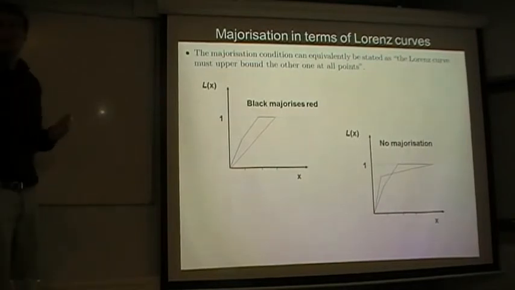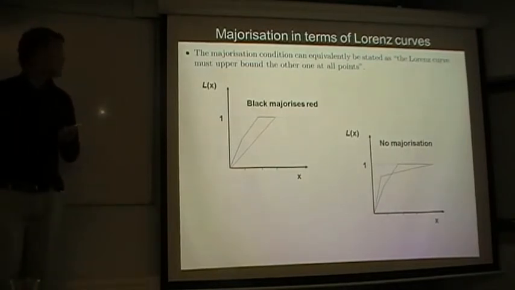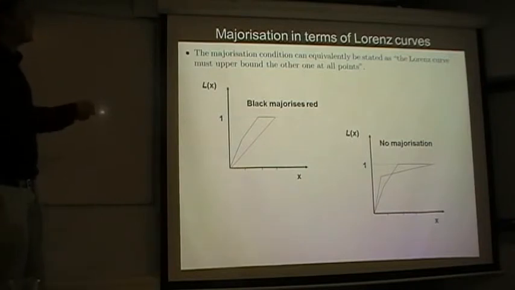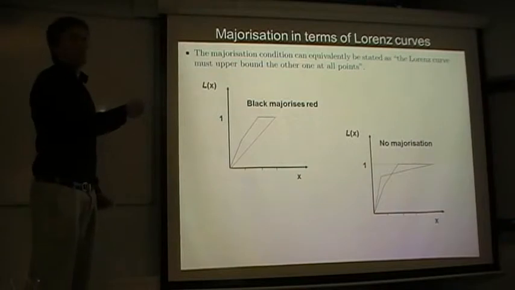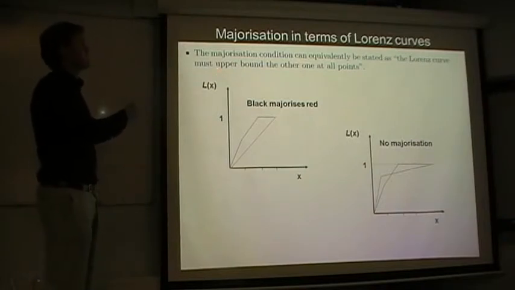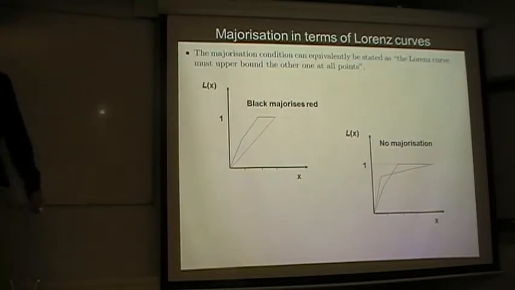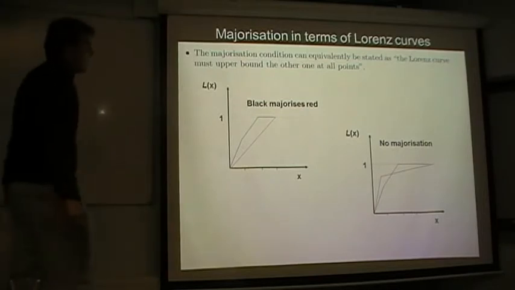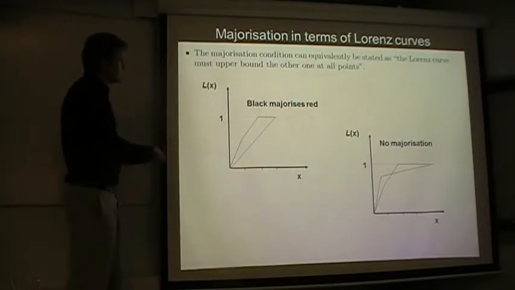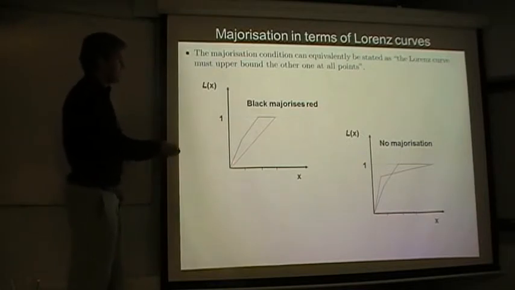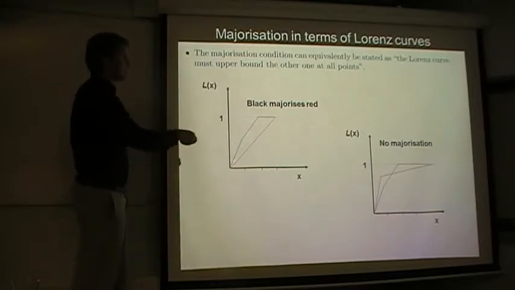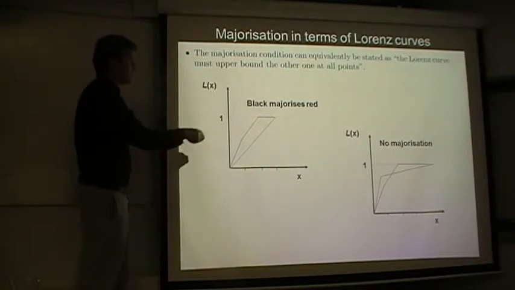So what does majorization look like in terms of these curves? We can equivalently state it as the Lorentz curve must upper bound the other one at all points. So for a distribution to majorize the other one, the Lorentz curve of that distribution must upper bound the Lorentz curve of the other one at all points. So in this case, again, here's the Lorentz curve. This is the event index. The black distribution, this is the Lorentz curve of the black distribution. It majorizes the red one, so upper bounds it at all points.